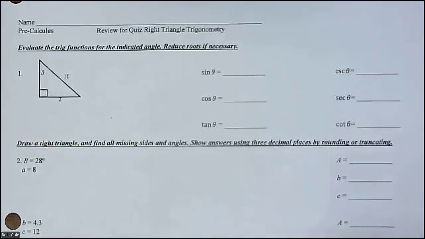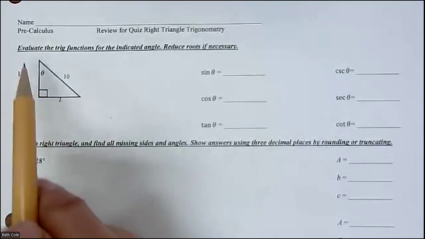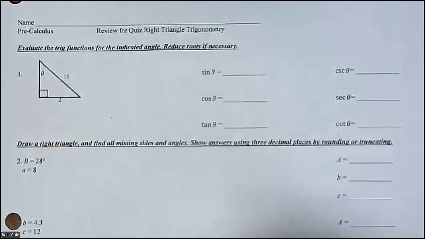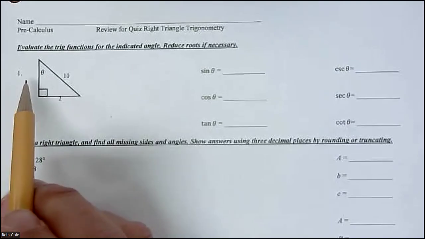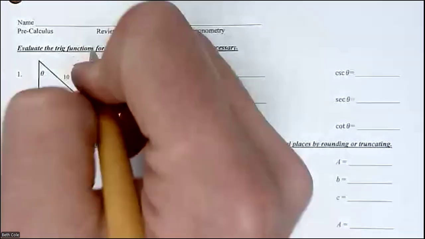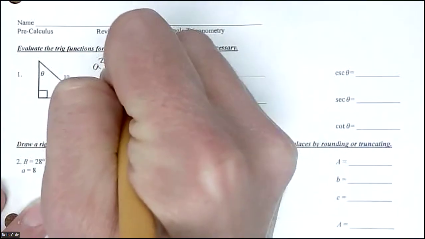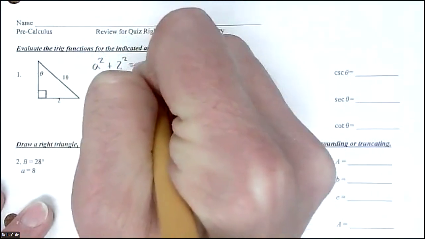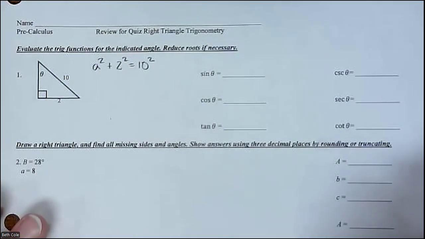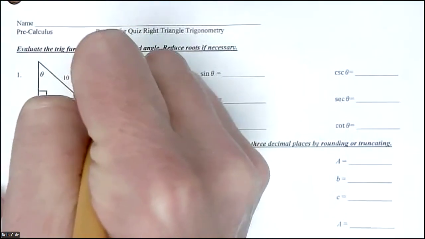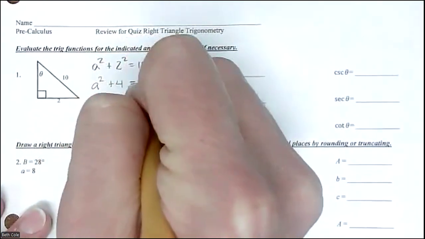All right, so for this first one, the first thing that you're going to have to do is find the missing side. You can call it A, you can call it B, you can call it X if you want to. It really doesn't matter. I'm going to call it A, but you need to find that missing side. So it's going to be A squared plus 2 squared equals 10 squared. And we're going to just do our Pythagorean theorem for that.